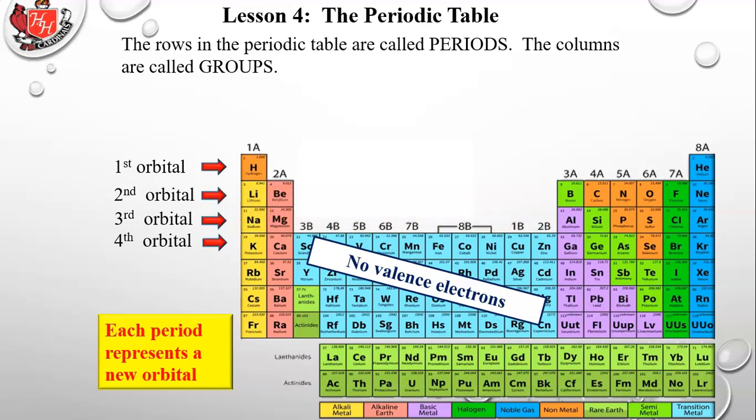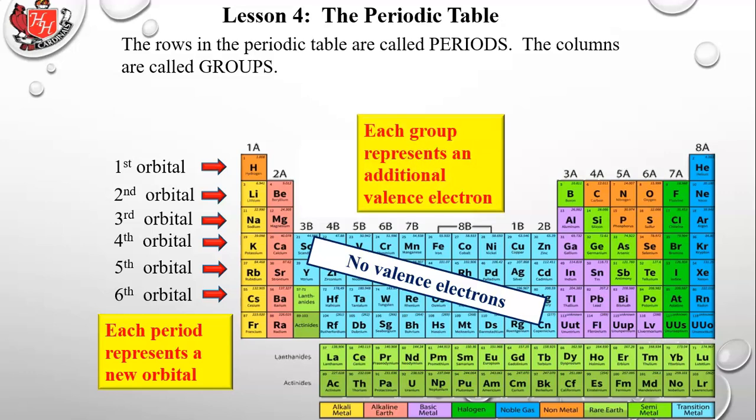So the next, as you go down, K, potassium, and everything in that row is the fourth orbital. Actually, almost true. We'll talk about the specifics of that a little bit later. The fifth row is the fifth orbital, the sixth row is the sixth orbital, and so on.